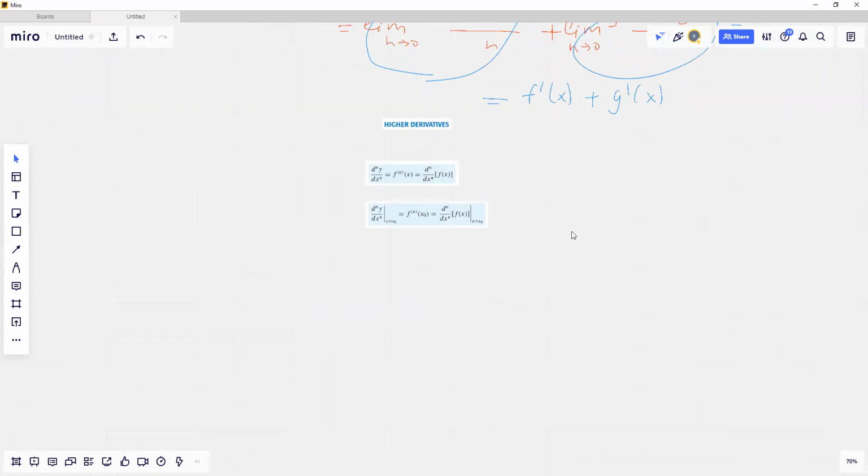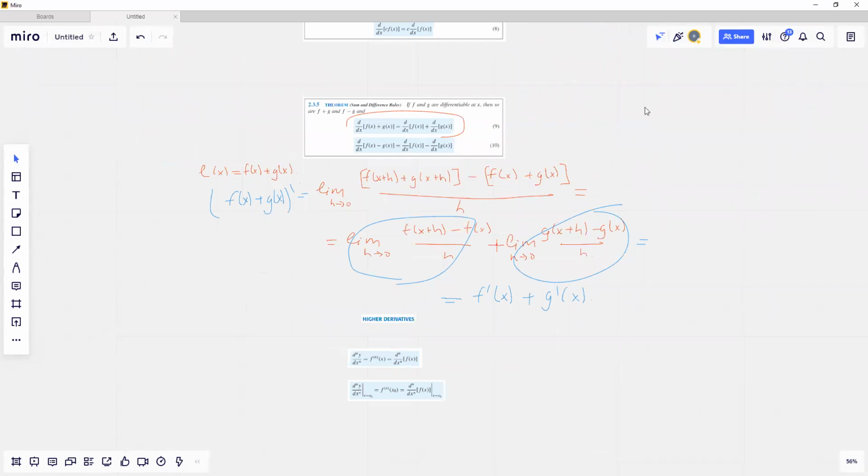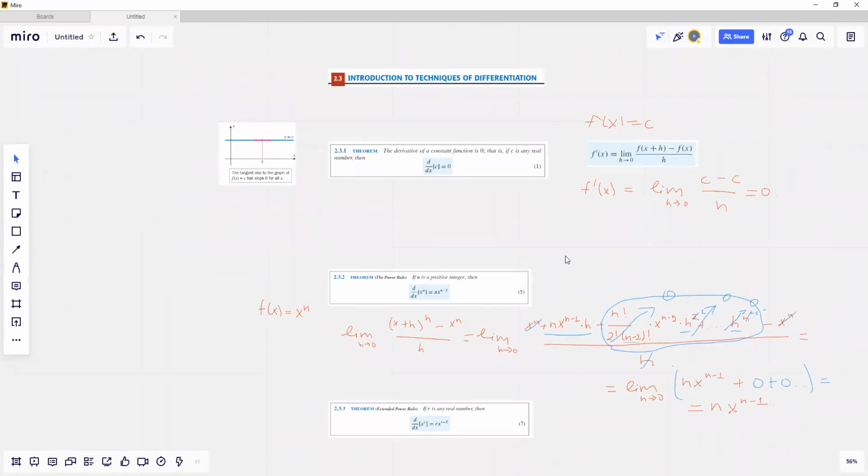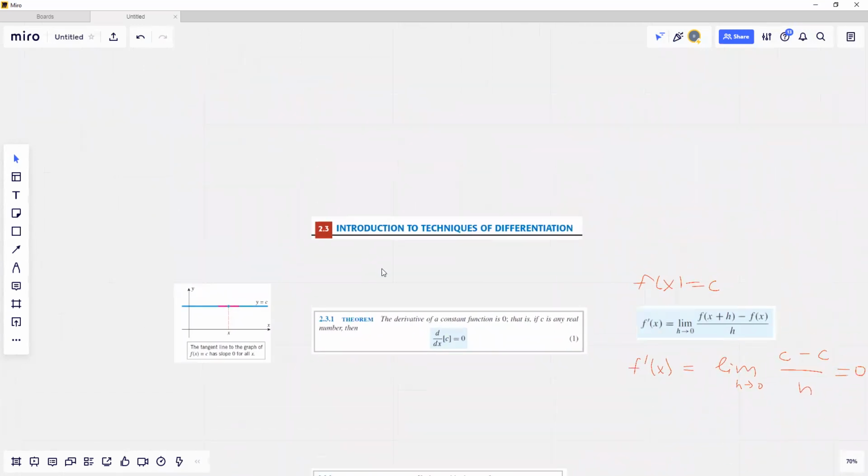Now, guys, we are going to use the following rules to solve a bunch of problems in our next video, where we are going to solve the problem sheet on section 2.3.